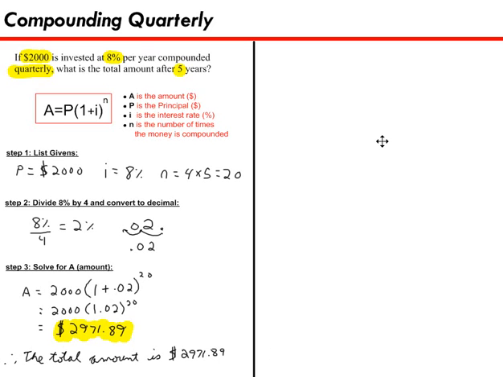Now it's your turn to do some practice compounding quarterly. Here's the problem you can try on your own on paper. If $200 is invested at 12% per year, compounded quarterly, what is the total amount after 5 years? Okay, so try that one now, and when you're ready, I'll present the solution down below.